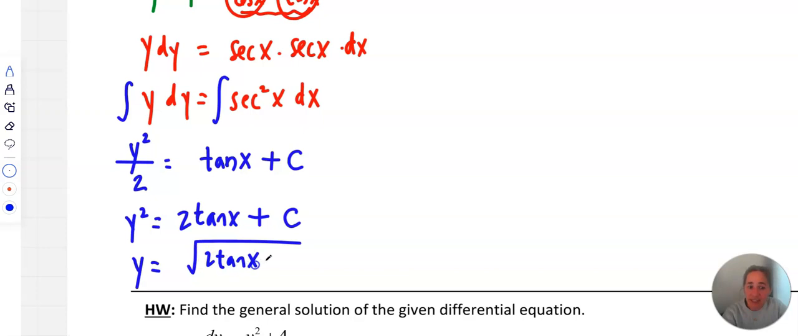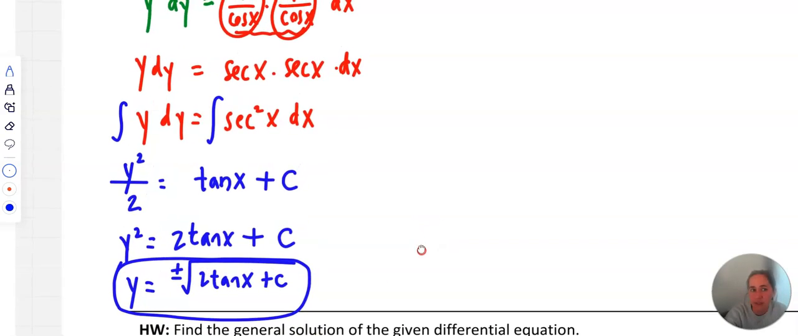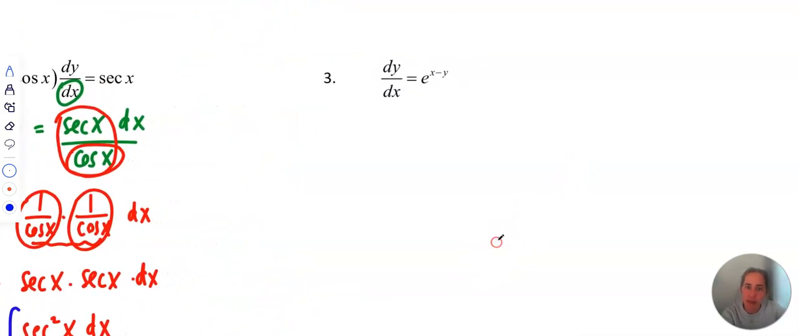Since that is an even root, I've got to remember there's a positive and a negative option. So y could be plus or minus the square root of tangent x plus c. Maybe there's an initial condition I could plug in later to help me get c, but for now we'll leave it general. And one more. We'll look at this one with an exponential expression.